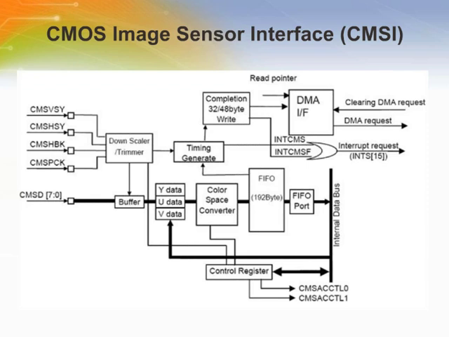The color space conversion circuit is connected to the internal data bus, enabling only the color space conversion function to be used independently when the CMSI is not used to interface a CMOS image sensor. In this case, converted RGB data is stored in the first in, first out.